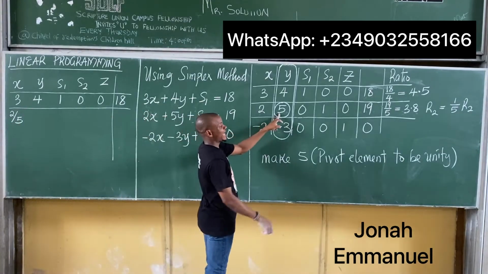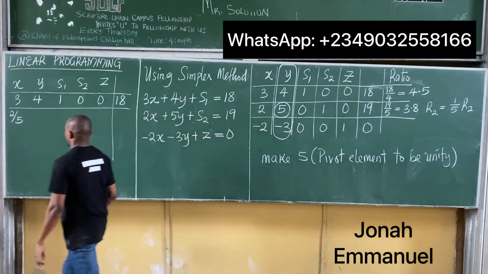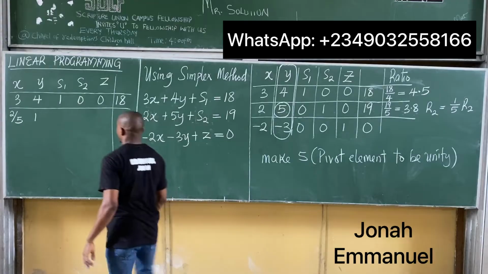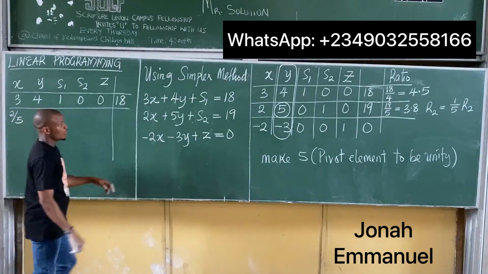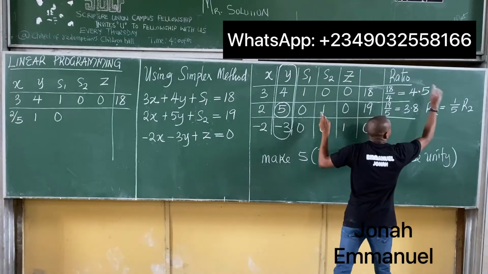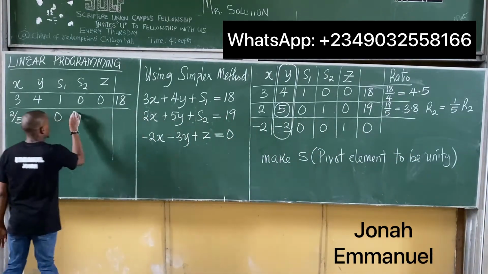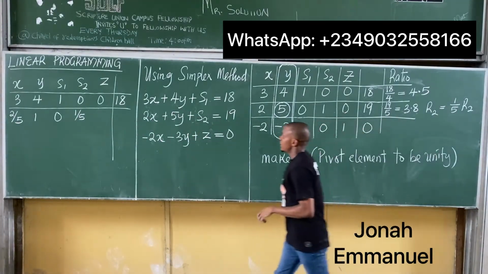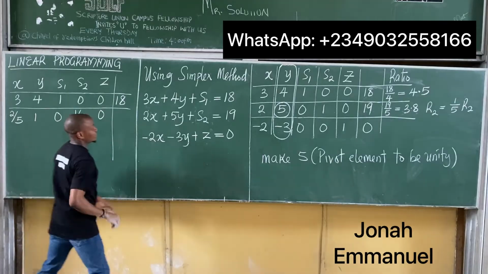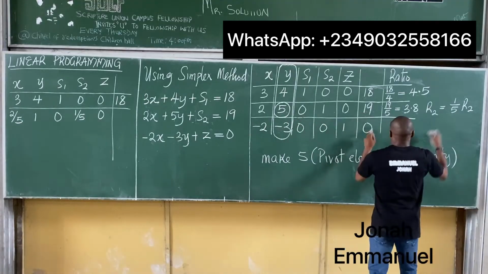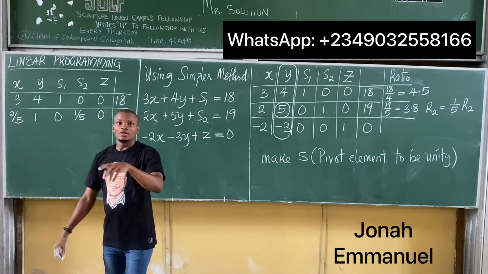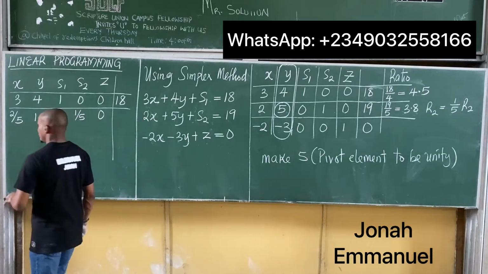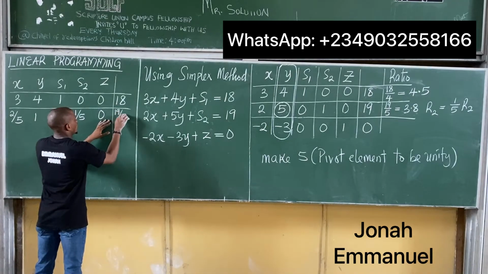Divide this: 5 times 1 over 5. What do you get there? 1. So I have 1 here. 0 times 1 over 5 gives 0. 1 times 1 over 5 is 1 over 5. 0 times 1 over 5 is 0. Finally, 19 times 1 over 5. What do you have there? Don't use this decimal mark, it will affect your work. Use fractions. So what do you have? 19 over 5.